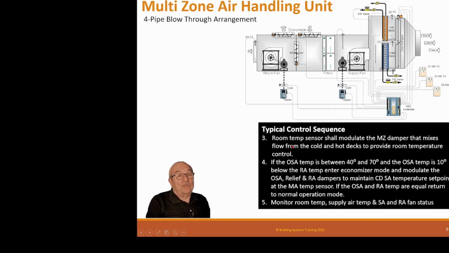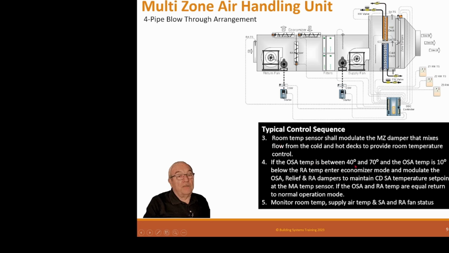Room temperature sensors shall modulate the multi-zone damper that mixes the flow from the cold and hot decks to provide the room temperature control. So these sensors here are running this damper, and it mixes the air between these two. So the air in this duct is the correct air to keep that space at correct temperature.